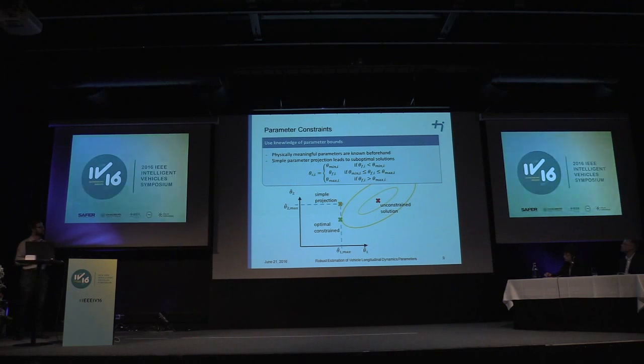That can be seen in this simple example. For example, you have this unconstrained solution here. When you're doing a simple projection, you're landing on this point, which directly lies on the parameter bound. But it is clear that this point is not optimal because this green cross here has a much lower value of the cost function than this simple projection algorithm.